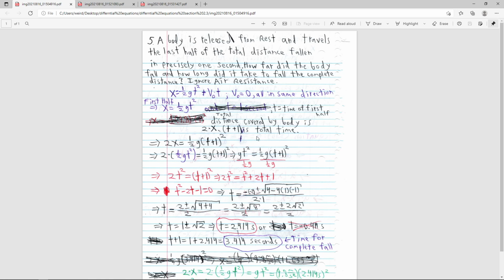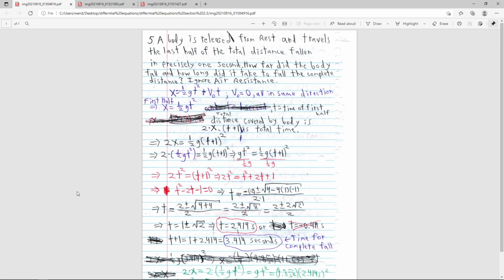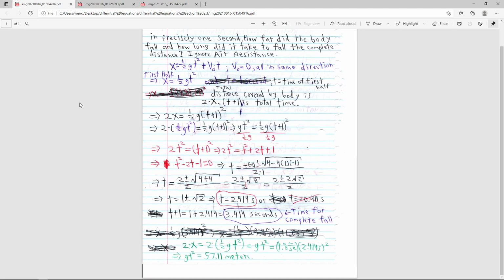The t plus 1 is the total time, just in case I didn't mention it. It says the second half took exactly 1 second, and we assume the first half time is t, so t plus 1 is total time.